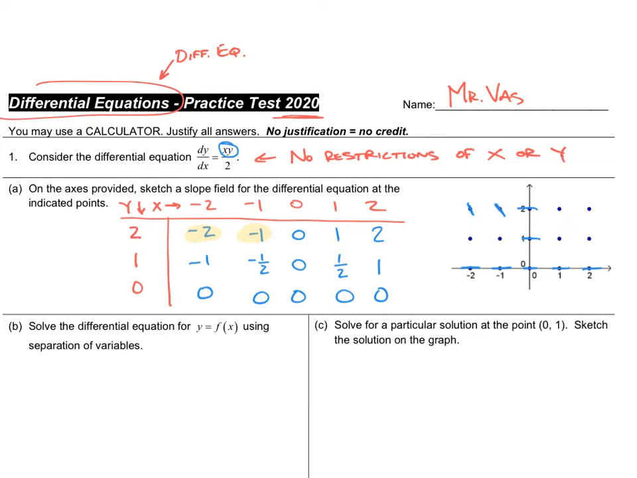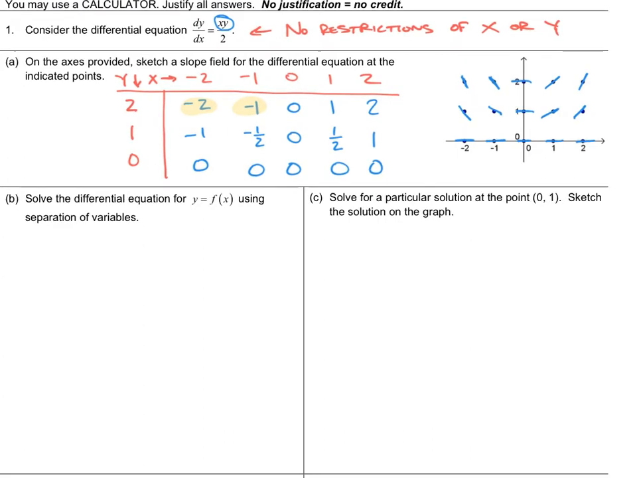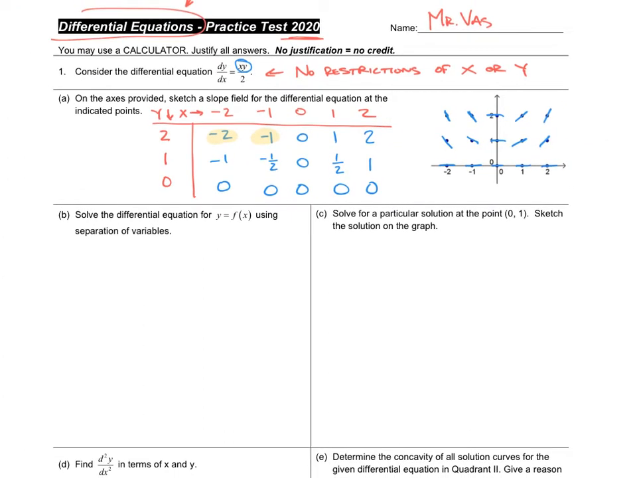Now here are the rest of the slope segments. Okay, there's our slope field. Let's move on to part B of this problem. It says solve the differential equation for y equals f of x using separation of variables. So you know that I've got a 4-step process that I like to use. We're going to separate, we're going to integrate, and then we're going to rewrite. So let's see what that looks like here.